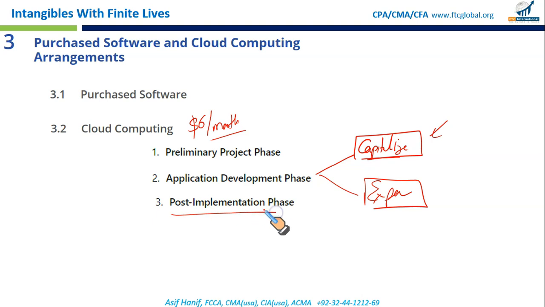So once the system is in place, maybe we were developing an inventory management system, all the costs in the later phase should be expensed. Like maybe we agreed to pay $2,000 for a monthly maintenance fee, maybe $1,000 for periodic software updates. So these costs that we pay after the implementation phase are directly expensed to the income statement.